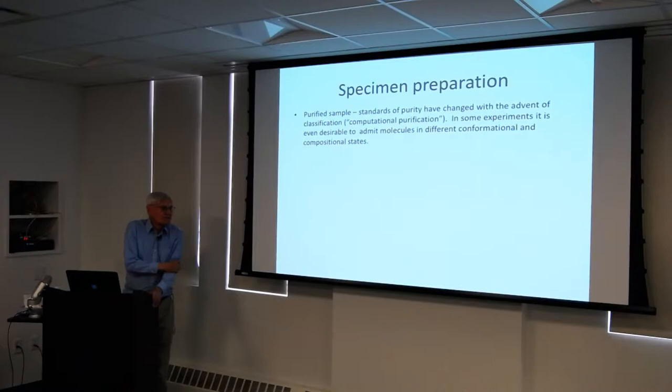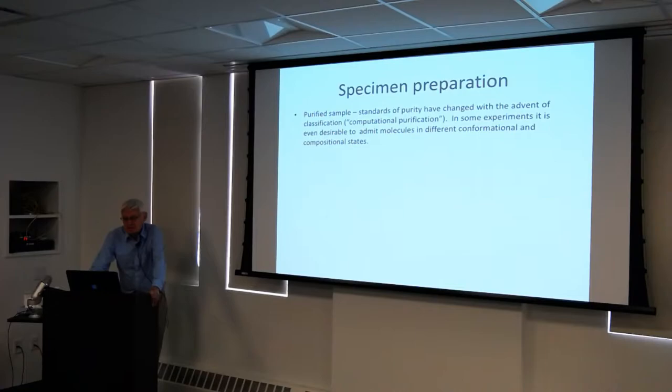There's a great advantage in being able to image molecules in different states. It becomes especially powerful if you have molecular machines, and you have some kind of a process going, and you see all the different states of the process at the same time. This is a unique advantage of electron microscopy compared to X-ray crystallography.